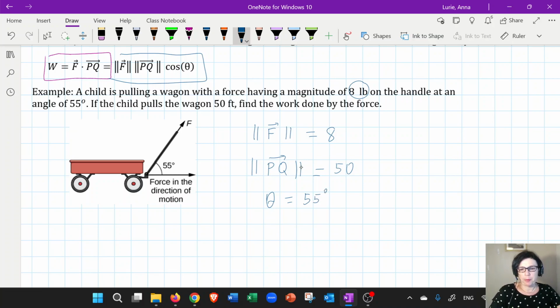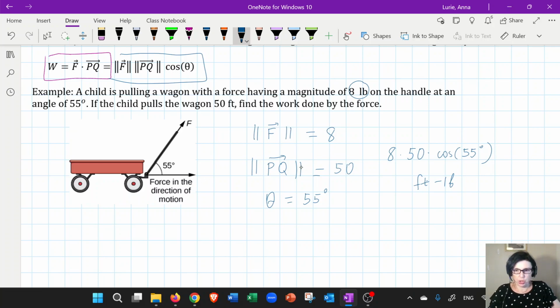So we are just applying the formula here. We're taking 8, multiplying that by 50, and multiplying that by cosine of 55 degrees. And that's going to be the work. By the way, in this case, work is going to be measured in foot-pounds. Depending on the unit of measurement, this could be Newton meters, which is joules, and sometimes it's foot-pounds.